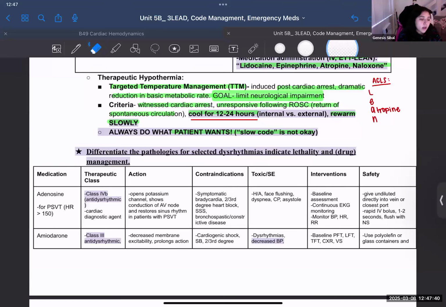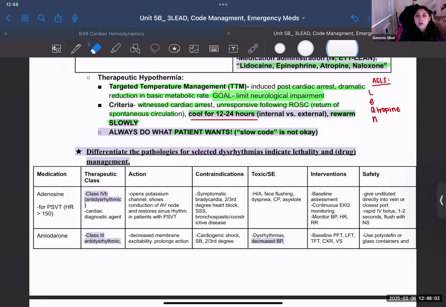For therapeutic hypothermia, targeted temperature management, basically after we get ROSC, which is return of spontaneous circulation, right? So let's say I'm doing CPR on somebody who's in asystole. Oh, what do you know? We got a pulse back, right? We got a rhythm, we got a pulse, they're breathing somewhat. So then you'll tell the provider, should we start targeted temperature management, right?